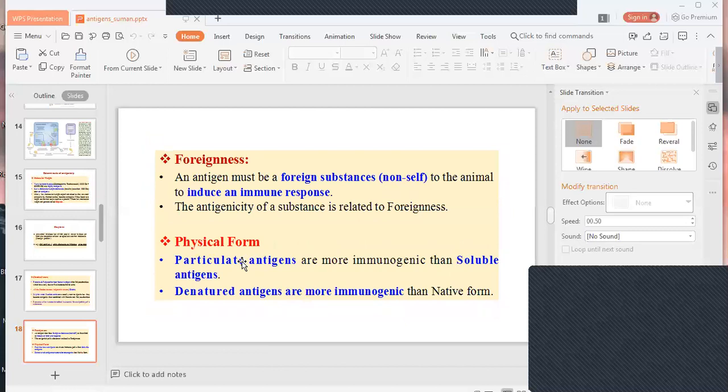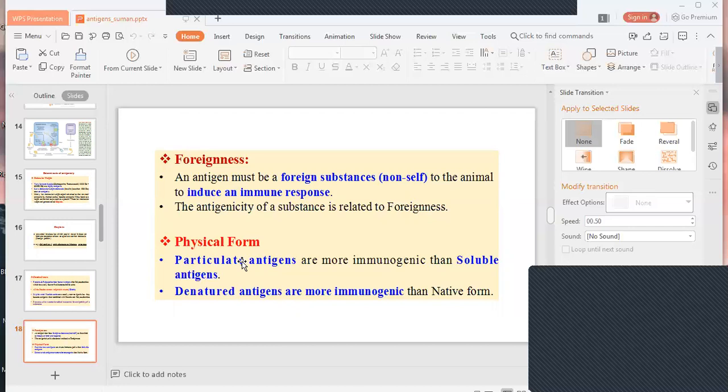Next property or determinant is foreignness, the degree of foreignness, how apart from the human. An antigen must be a foreign substance, meaning of non-self origin to the animal, and that will induce more immune response than the self one. So antigenicity of a substance is related to its foreignness, or else we can say the degree of foreignness.